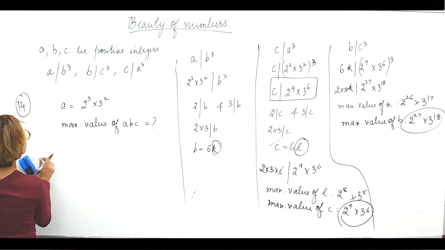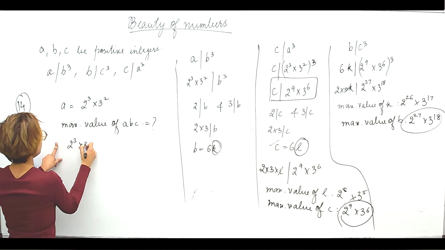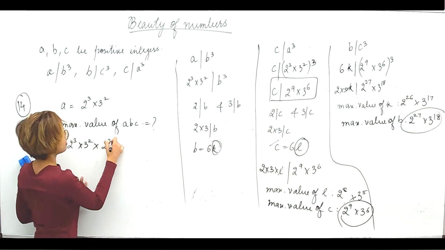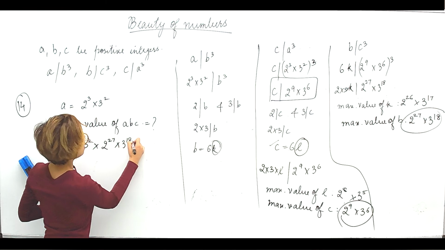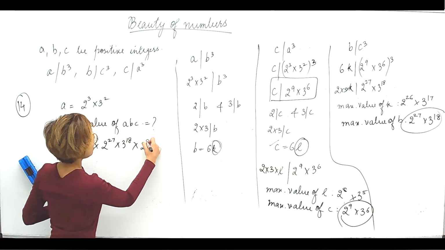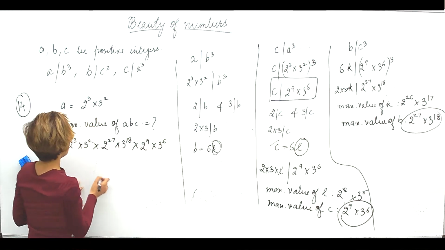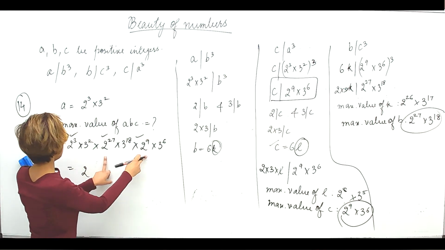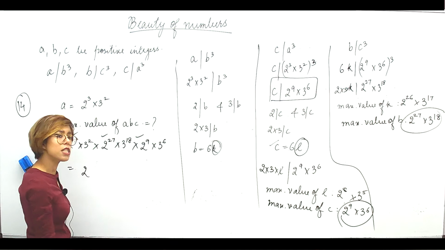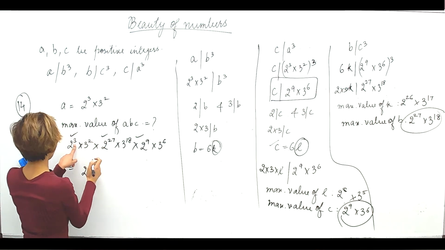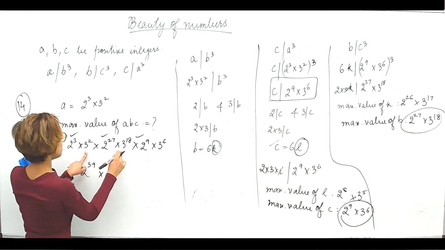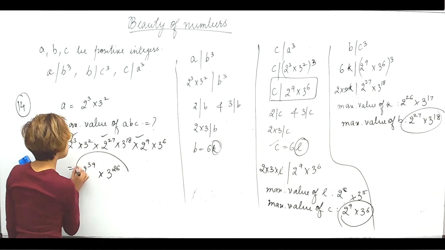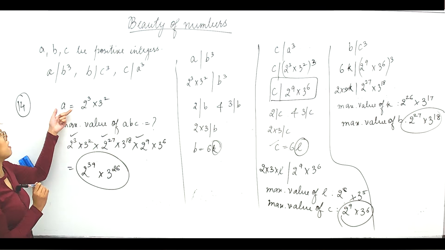So A is 2 cube into 3 square. The maximum value of B is 2 raised to power 27 into 3 raised to power 18, into 2 raised to power 9 into 3 raised to power 6. So this becomes 2 raised to power, this is what, 36, right? 27 plus 9 is 36. 36 plus 3 is 39, and this is 3 raised to power 26. This is the maximum value of ABC, then A is equal to this.